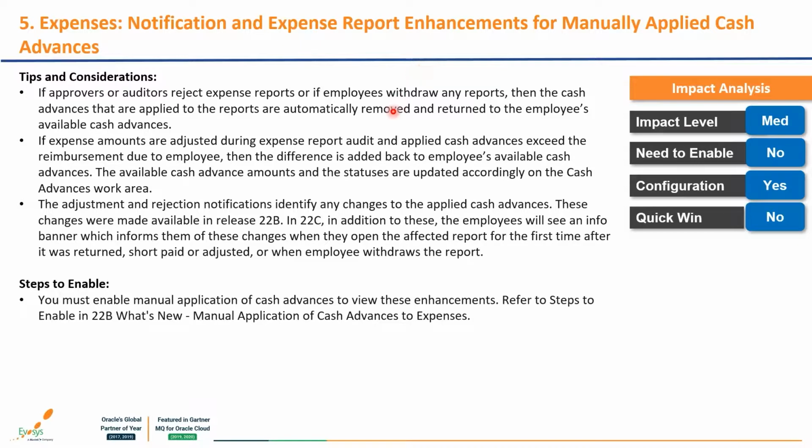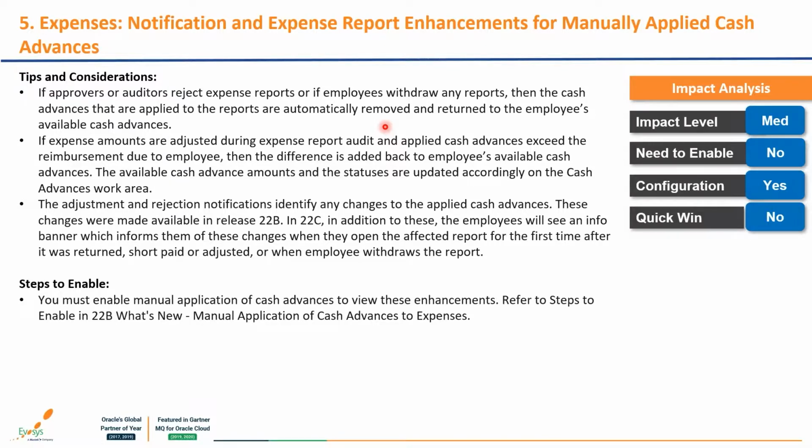And let's say during the audit the expense amounts are adjusted or short paid, or they were reduced in such a way that the cash advance is exceeding the expense amount. So in that case there will be some surplus, right? So that surplus amount will be sent back to the user's dashboard as an available cash advance, right?